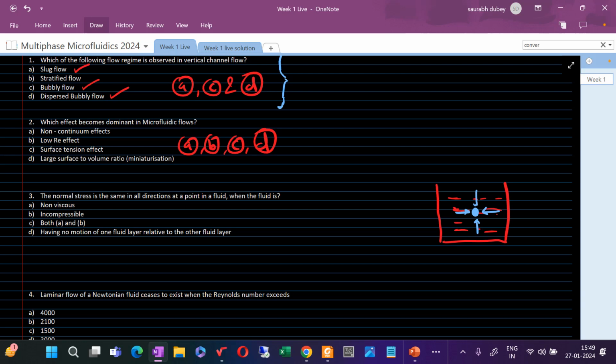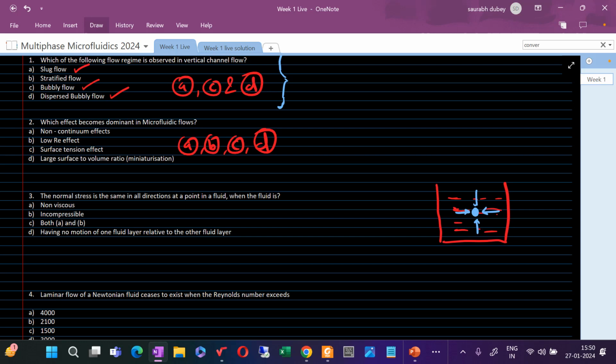So whether it is viscous or non-viscous, or whether it has some density change or not, there will be no problem at the level of normal stress, since there is no motion of one fluid layer relative to the other fluid layer. So you see, this normal stress is the same in all directions at a point in a fluid when the fluid is having no motion.